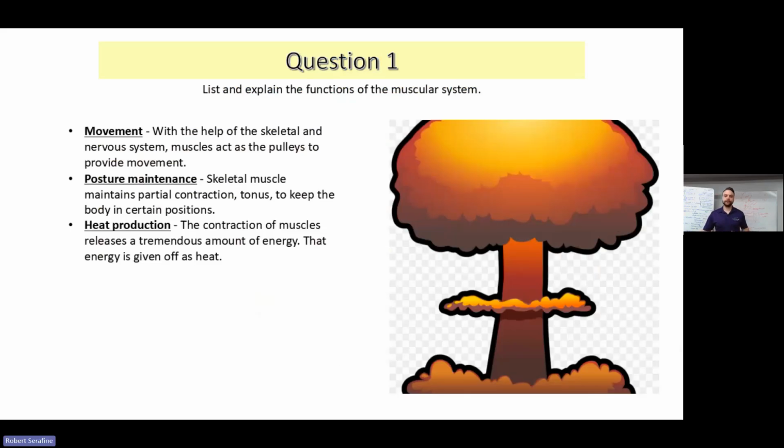And then lastly, heat production. As we're going to learn, muscular contraction requires that we break molecular bonds, turning adenosine triphosphate into adenosine diphosphate. We'll take a brief look at that. The breaking of those chemical bonds creates a lot of heat. And so muscular contraction, muscular movement and activity, generates heat.